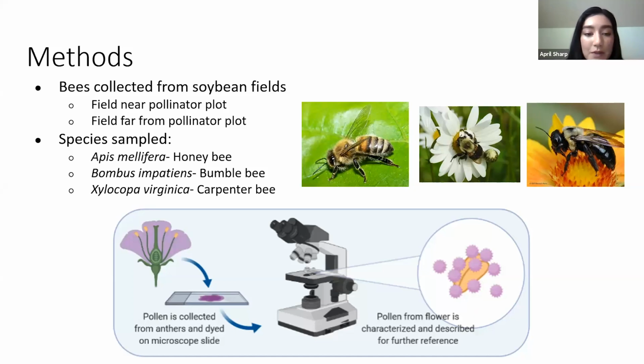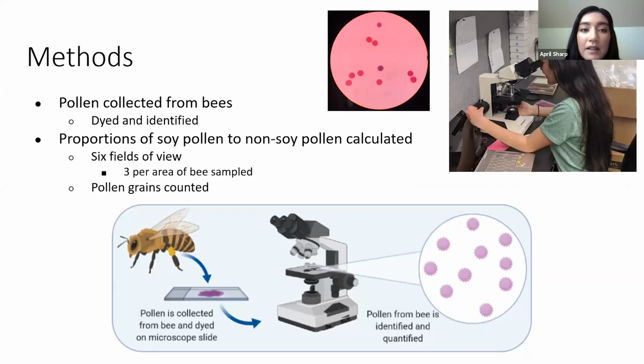We also collected flowers from the pollinator plots, and I analyzed them for pollen by removing their anthers and dyeing them on a microscope slide so I can identify their pollen characteristics and reference back to them later. Then I collected pollen from the bees. I collected pollen from 2 different areas on the bee's body, either the corbicula or other areas of the bee where I could visually see pollen, and I dyed it on a microscope slide.